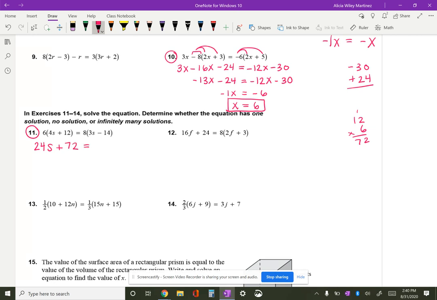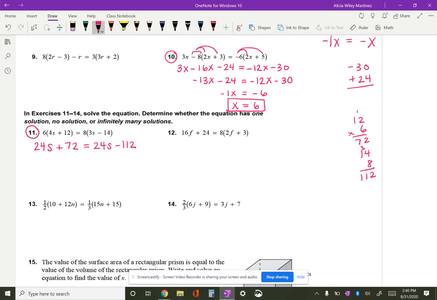That's going to equal 24s. And again, 14 times 8. I'm going to take a little time to do that off to the side. I get -112. Now I'm going to start moving my variables from one side to the other. So I'm going to move my 24s to the other side by subtracting it.